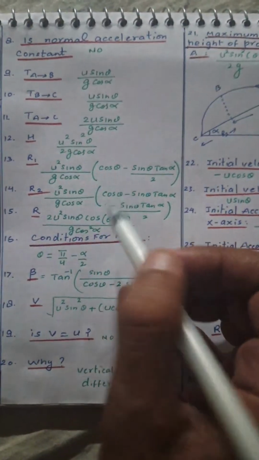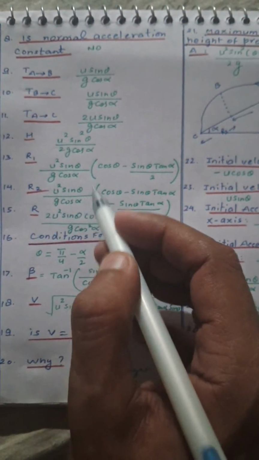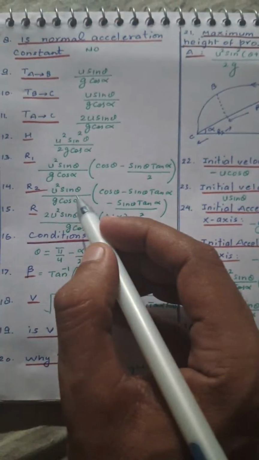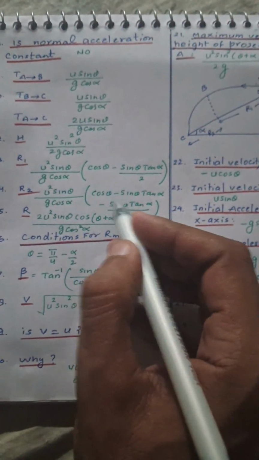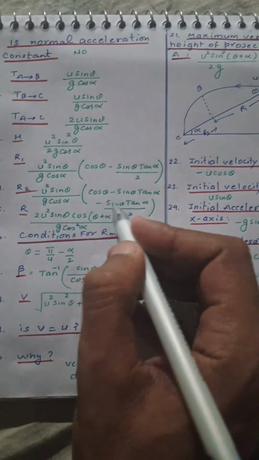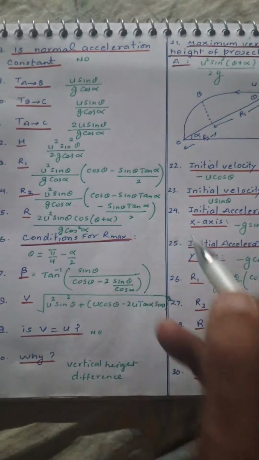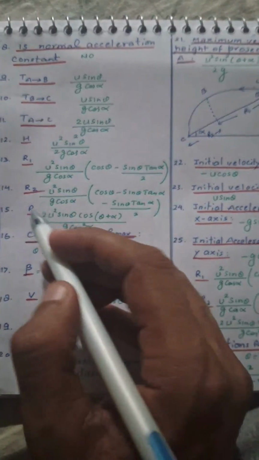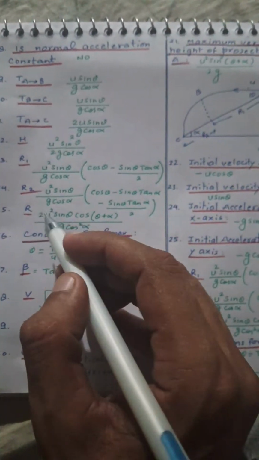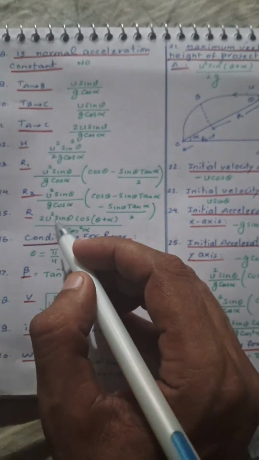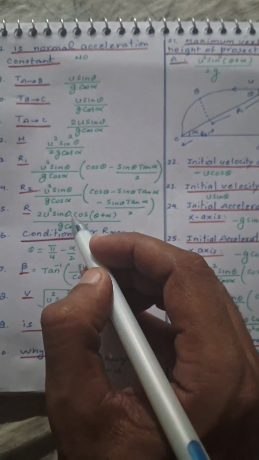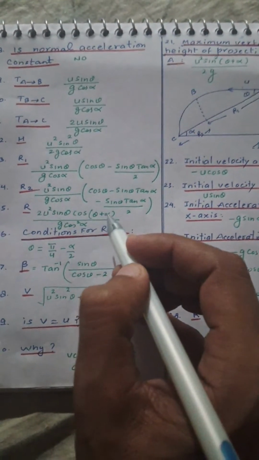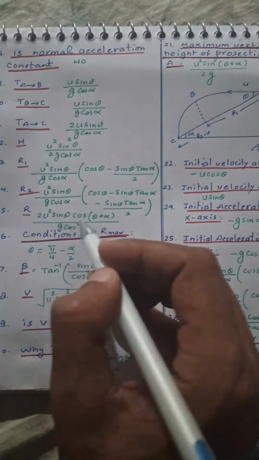R1 and R2 will be different, and R2 in this case will be u square sine theta by g cos alpha, cos theta minus sine theta tan alpha minus sine theta tan alpha by 2. So you can see the reduction factor over here. And if we calculate the expression for the complete range, it comes out to be 2u square sine theta cos of theta plus alpha divided by g cos square alpha.